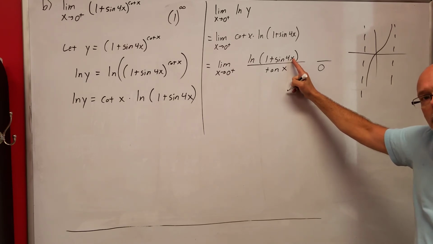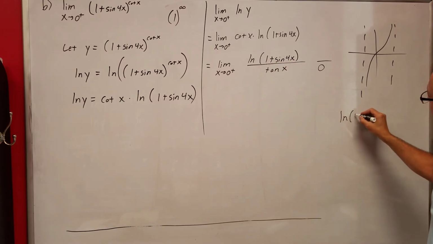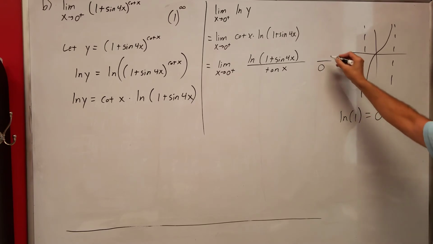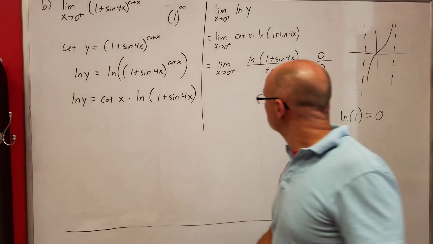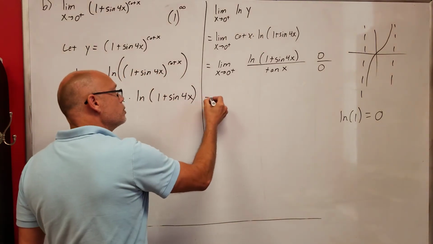Sine of 0 is what? 0, plus 1 is 1. What's the natural log of 1? Natural log of 1 is 0. So I have indeterminate form 0 over 0. So let's try L'Hopital's rule.